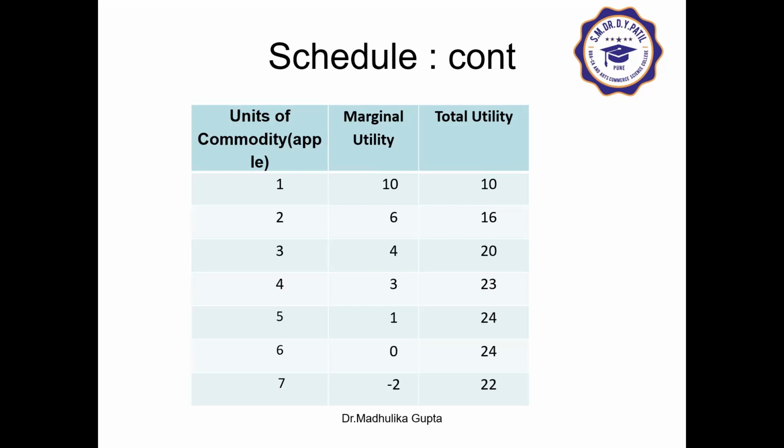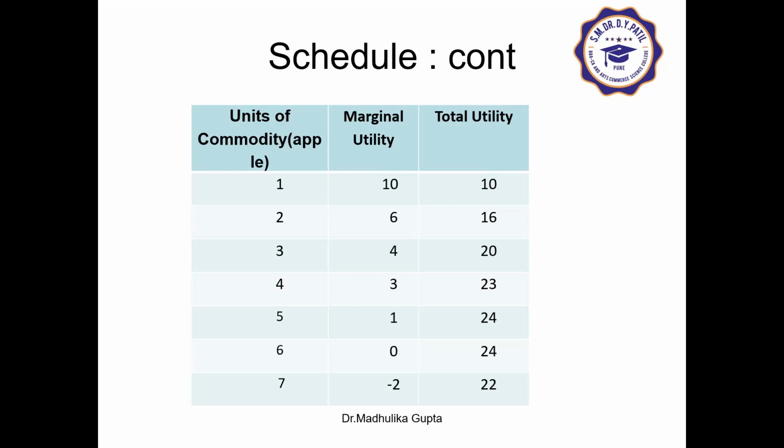So as long as MU is more than 0 or positive, total utility is increasing. Total utility is maximum when MU is 0. See, 24. It falls when MU is negative. So when MU is 0 or total utility is maximum, a point of saturation is obtained. It is the saturation point. You're done eating. You don't want to eat more. So this is how utility is calculated.